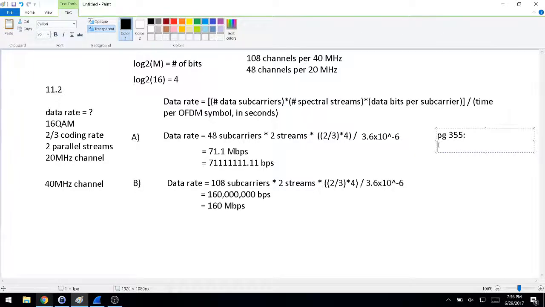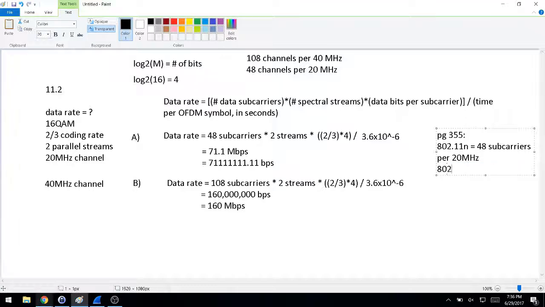355, which states that 802.11a and G use 48 subcarriers per 20 megahertz, which is what 802.11n is. We consider them the same in a 20 megahertz channel. So 802.11n equals 48 subcarriers per 20 megahertz.